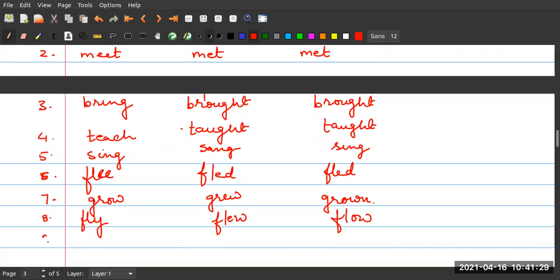Then flow. You know the difference between fly and flow? Yes, ma'am. Flow matlab behna aur fly matlab udna. Very good. Flow. What is the past and the participle of flow? Flowed. Yes. The river flowed. Fly, flew, flown. Flow, flowed, flowed.